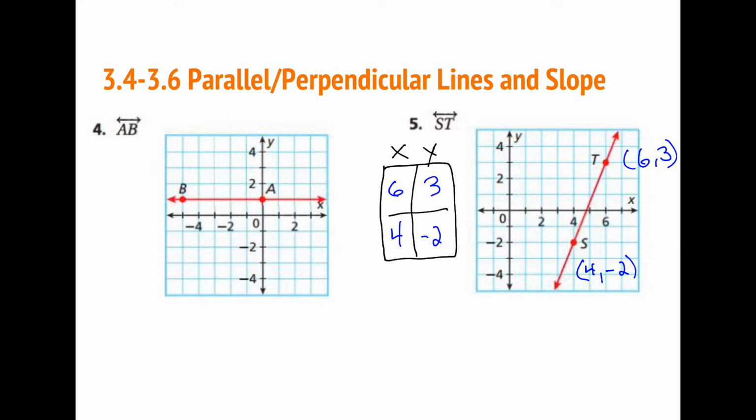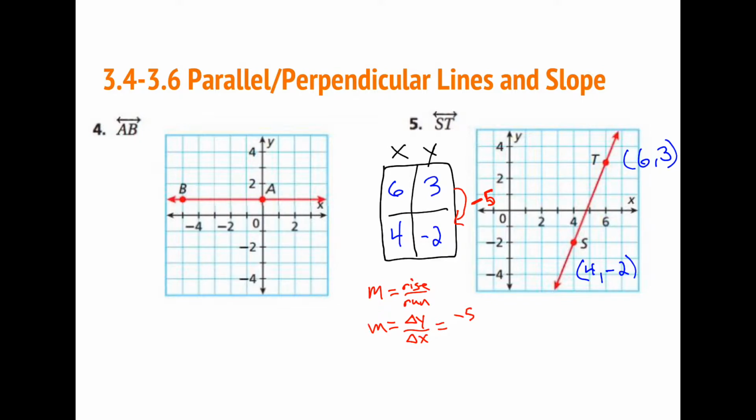And now, remember with slope, the way that we calculate slope is rise over run, or we can consider that as delta y over delta x, and remember delta means the change in y and change in x. So how is y changing? Well, how do I get from 3 to -2? I know I'm going down, so that's going to be subtraction, and I'm going down 5. So I know that's going to be a -5 right there.